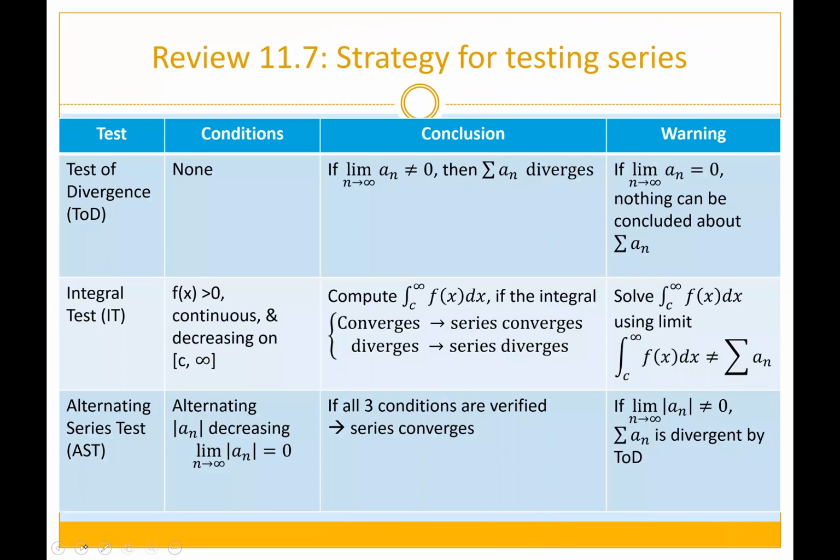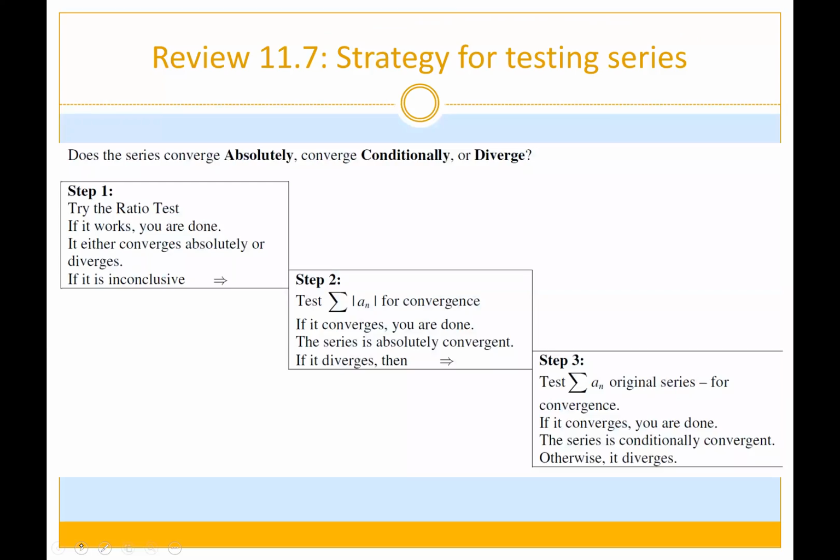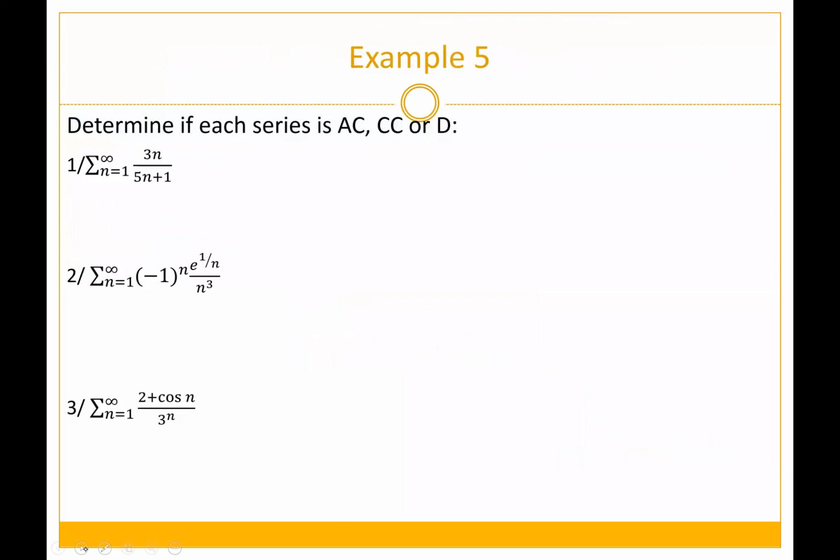Before we do the example, I also have a table to categorize everything together. You have a test, the conditions you need to satisfy to use that test, the conclusion it allows you to make, and some of the warnings that I mentioned through each of the sections. I put everything together here, and I'll send the slide to Dr. Kasher after these sections. I also have her steps to find the absolute and conditional convergence of a series here. So let's go to the example.